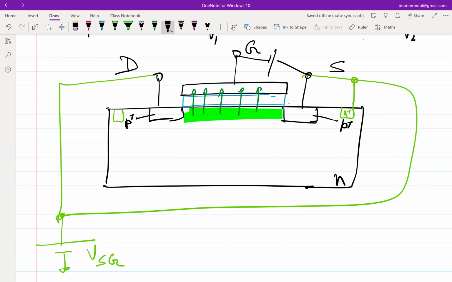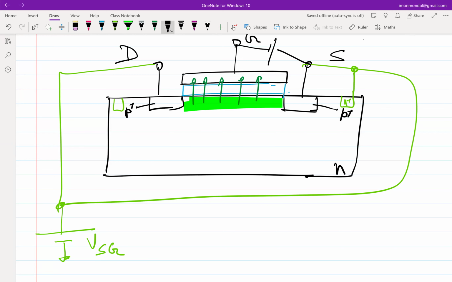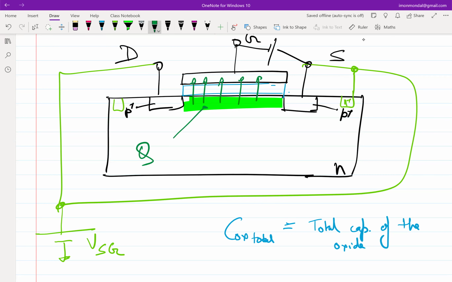So if I know the capacitance, let's say I call this capacitance of the dielectric C ox total, you'll understand why I'm mentioning total. So let's say this is the total capacitance of the oxide or the dielectric. So the amount of the concentration of the charges here will be Q will be equal to Cox total times what?